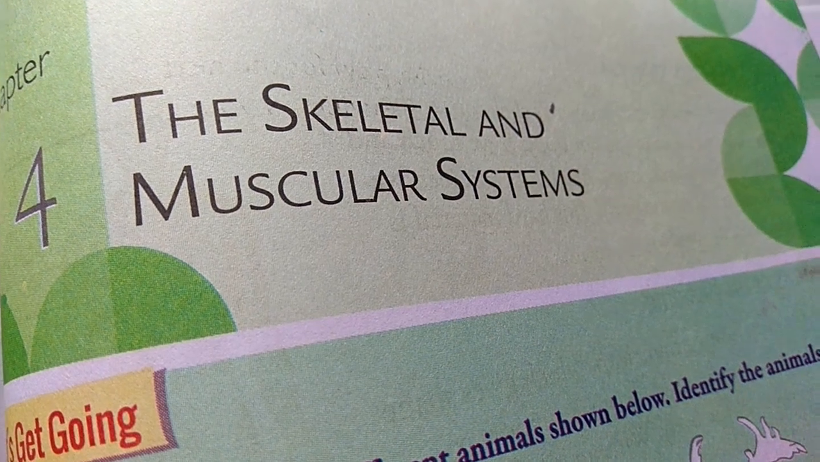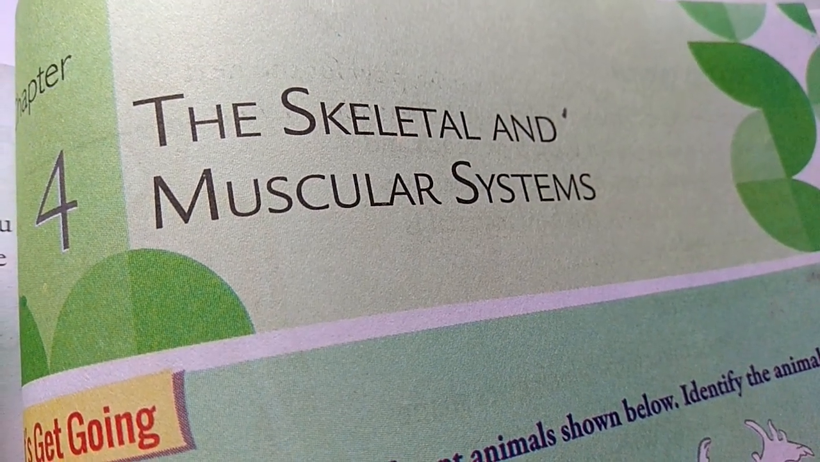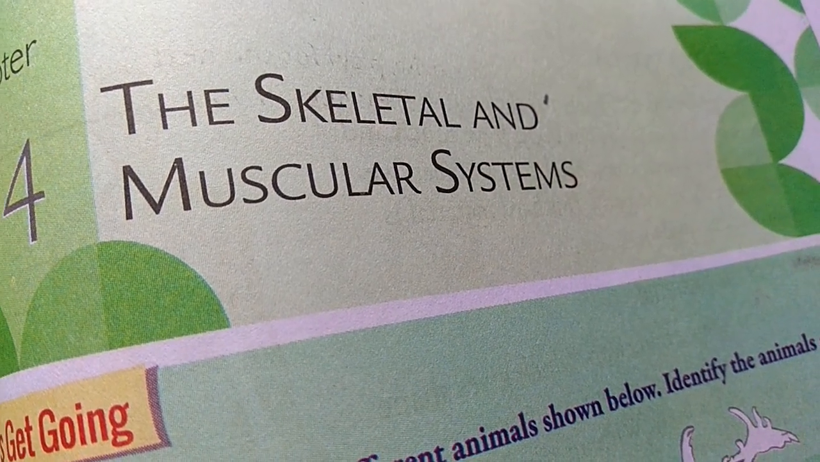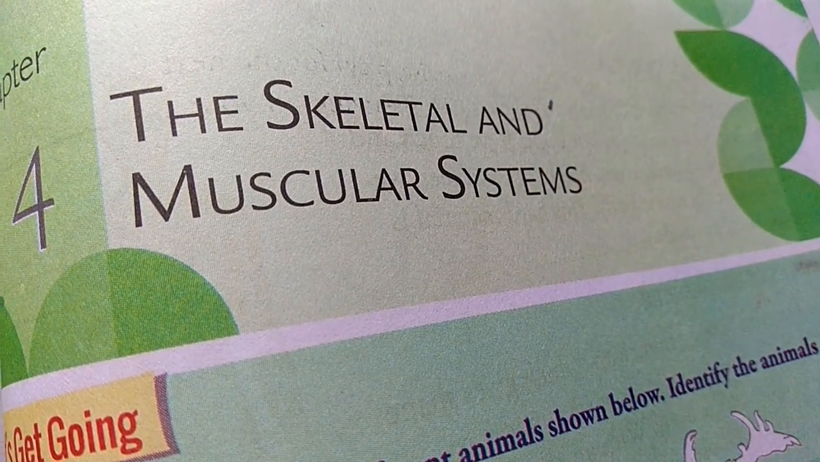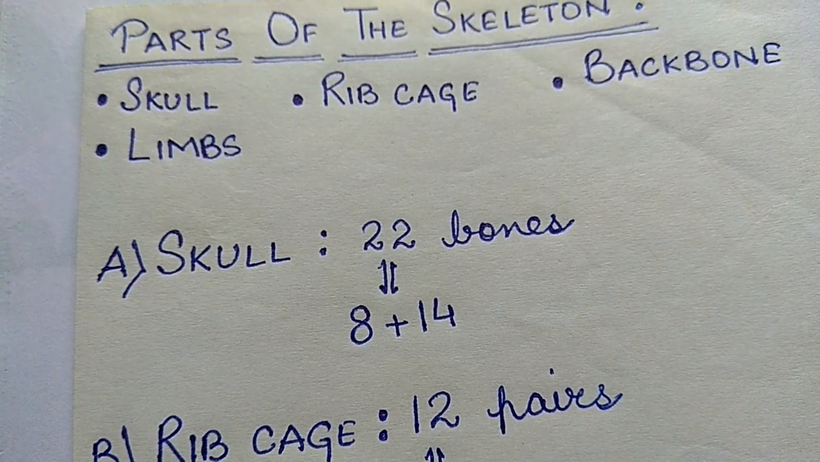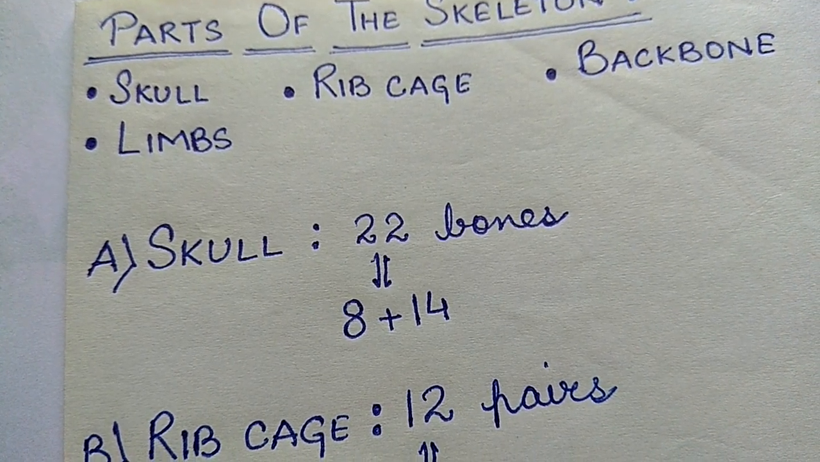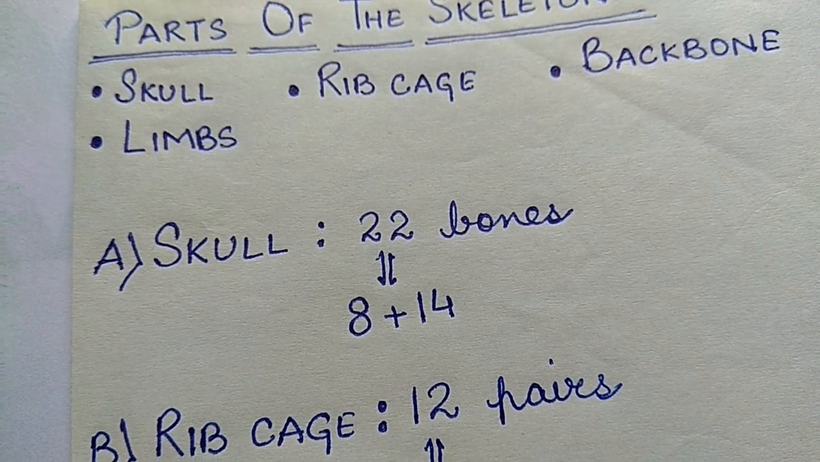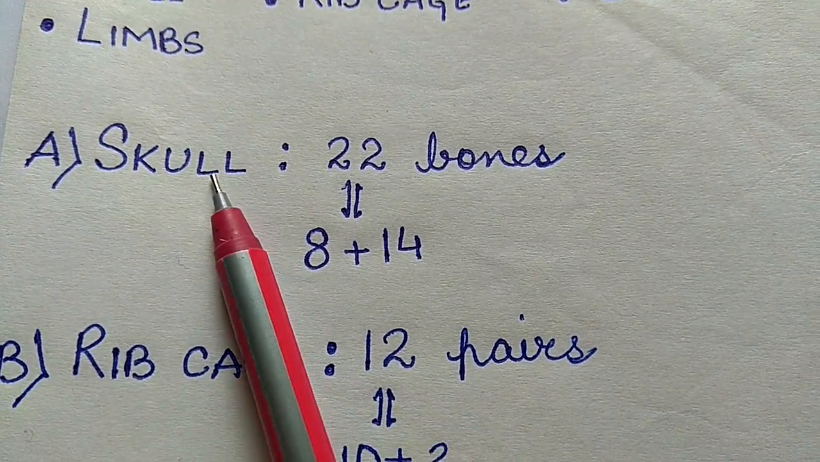Morning everyone. Children, let's continue with science lesson 4, the skeleton and muscular system. Today we will deal with the parts of the skeleton. Our skeleton consists of the skull, rib cage, backbone and limbs. So let's start with the skull.